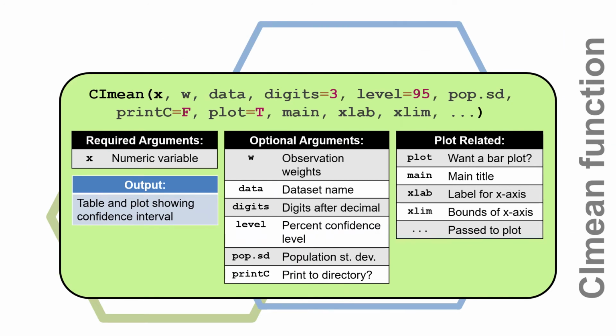It's easy to create a confidence interval for a sample mean with the CImean function. There is one required argument, x. The x argument is set equal to the interval level variable to be analyzed.